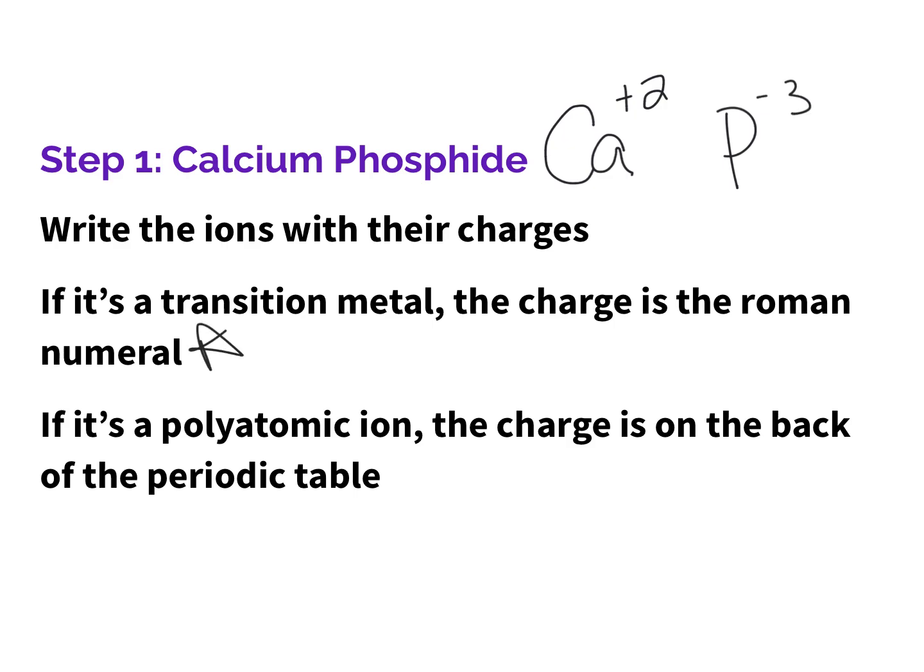Something to note is that if it's a transition metal, the charge will be in Roman numerals. If it's a polyatomic ion, the charge will be on the back of the periodic table. And we know the polyatomic ions are typically going to have an -ate or -ite ending. There are a couple of exceptions like hydroxide and cyanide, but for the most part, if you see -ate or -ite, you know that's on the back of the periodic table.